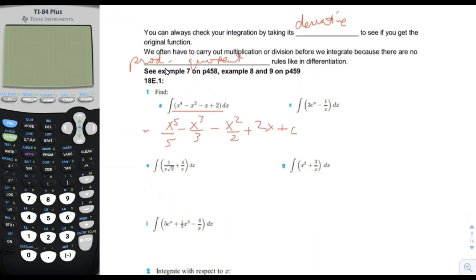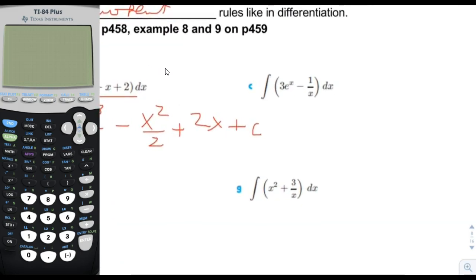The integral of 3e to the x minus 1 over x. So the integral of 3e to the x would be 3e to the x. The integral of 1 over x is log x, right? Plus c.